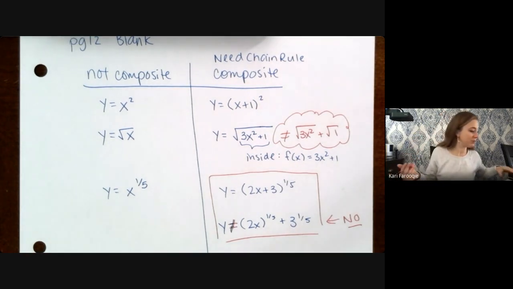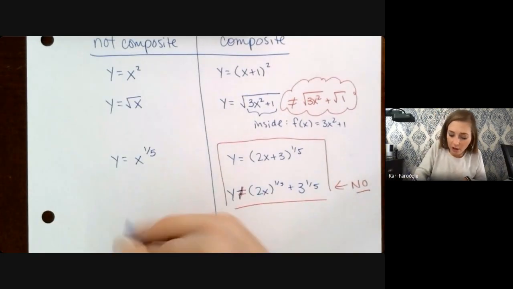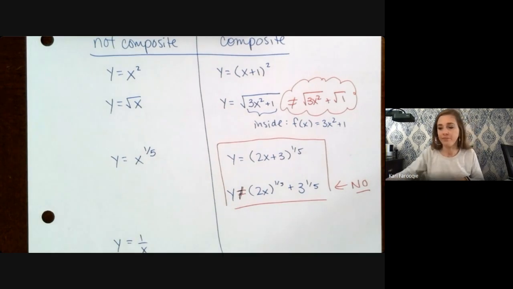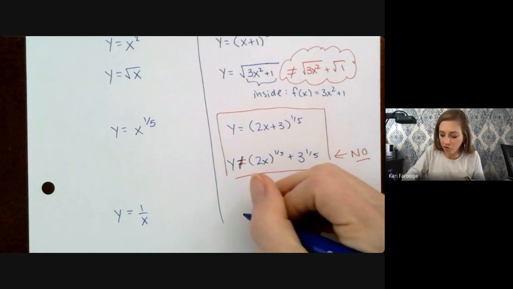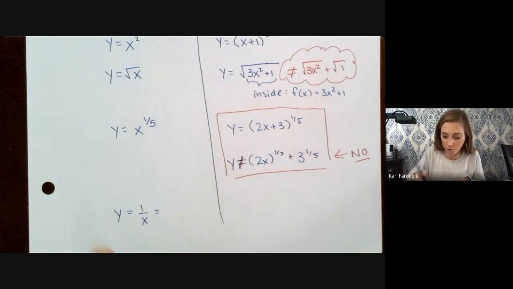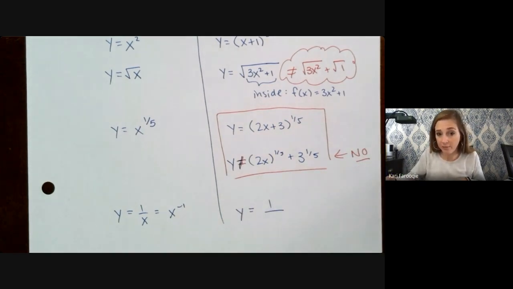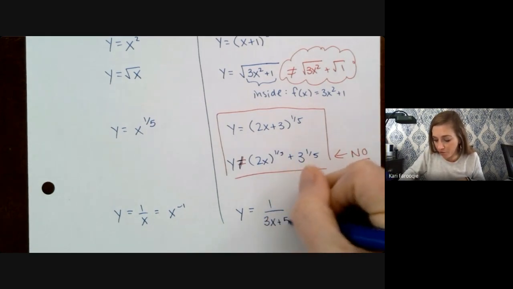This is mostly the type of thing you're going to be seeing today and in this section. Oh, you know what? I did want to show you one more thing because it sort of relates to an example that I'm going to be doing with you in a couple minutes. An example of a function that would be not composite would be y equals 1 over x. But if we wanted to change that function, because remember, I could always rewrite this as x to the negative first. An example of a function that would be composite would be something like 1 over 3x plus 5.